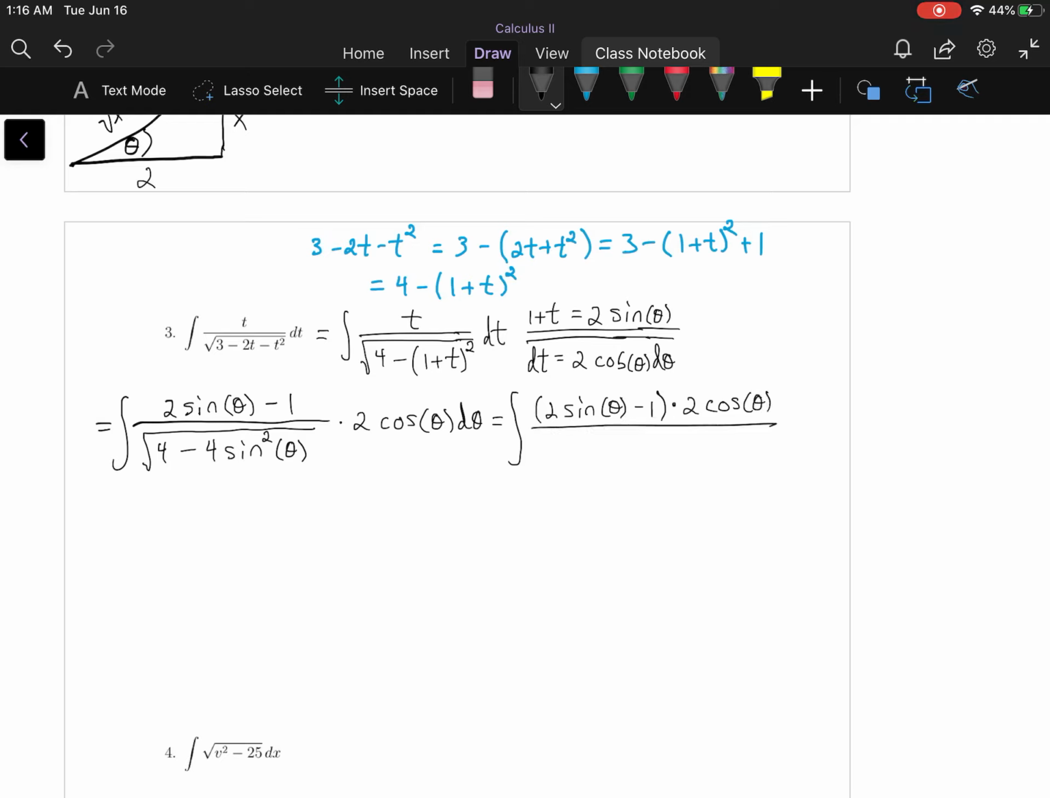On the bottom, we have a 4 that can be factored and pulled out of the square root, so that's 2. And that's going to leave us with 1 minus sine squared, which is equivalent to cosine squared by an identity. The square root of cosine squared is cosine of theta. So you can see that some things start canceling out very nicely. So we have a 2 cosine theta on top and bottom, and we are left with integrating 2 sine theta minus 1.